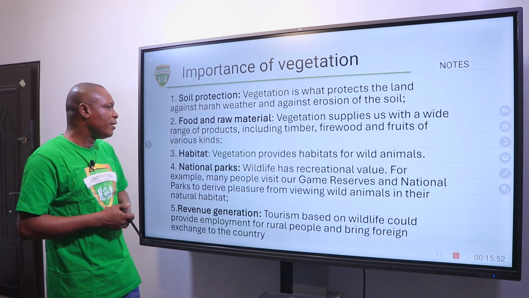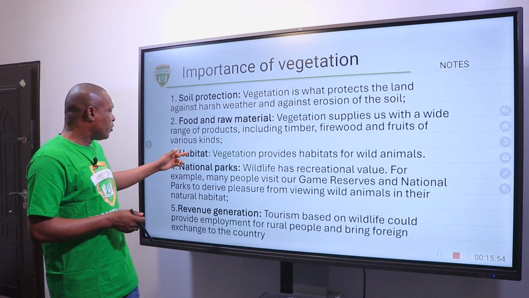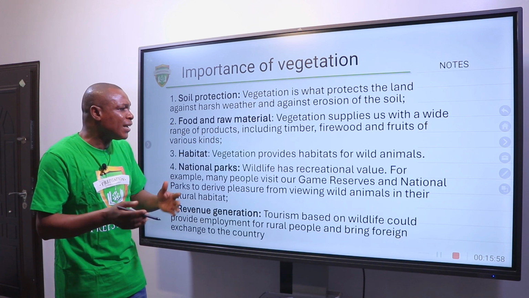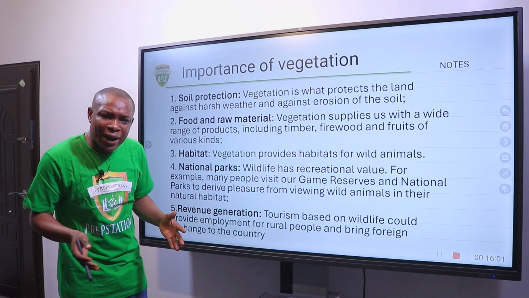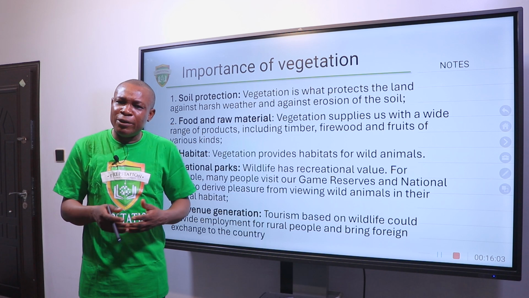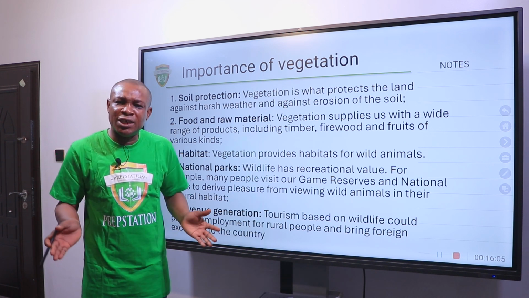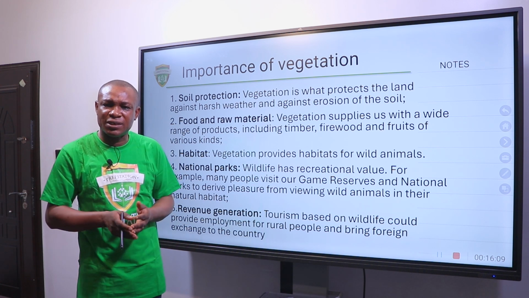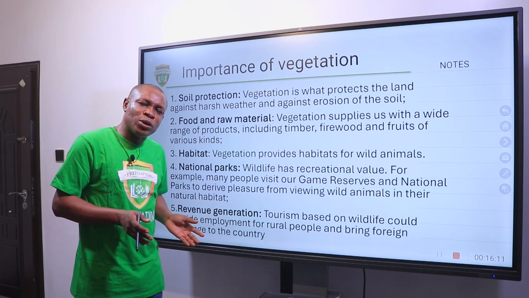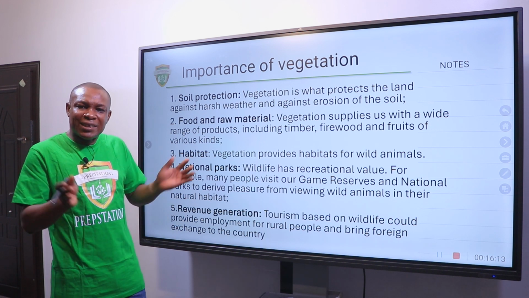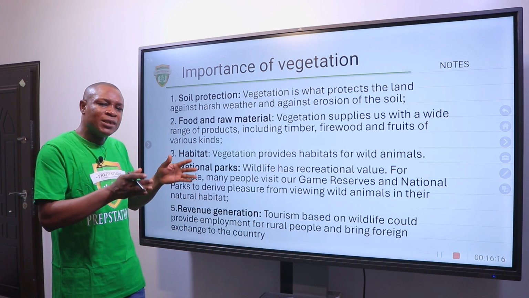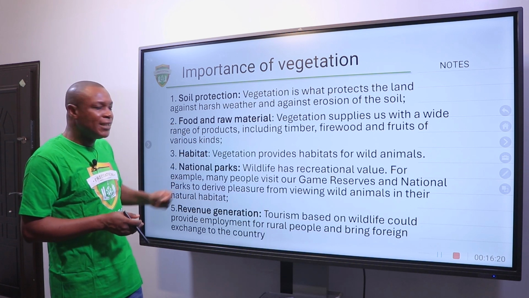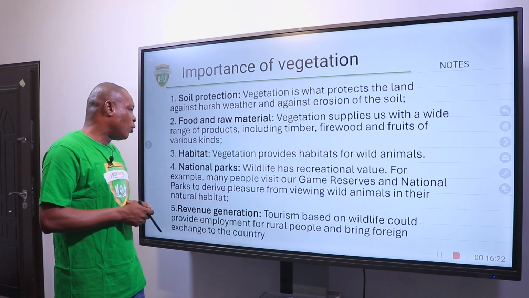derivatives from the vegetation. Number three, habitat. The vegetation provides habitat for wild animals. If you take out the forest, you will not have habitat for lions, monkeys, and the rest in the forest. We also have some wildlife that are adapted to the savanna vegetation. So the vegetation serves as habitat for wildlife.